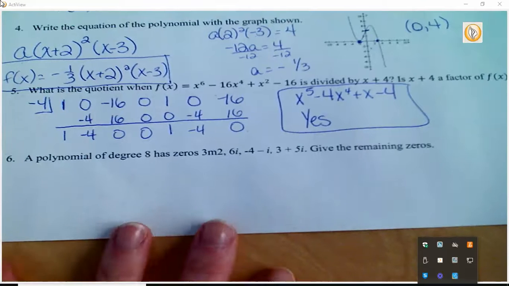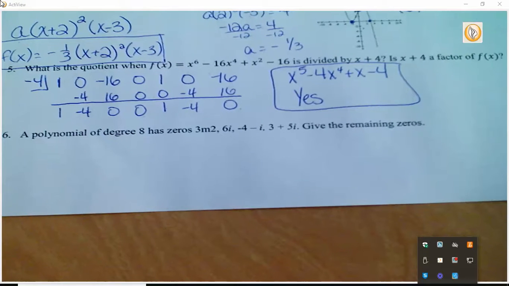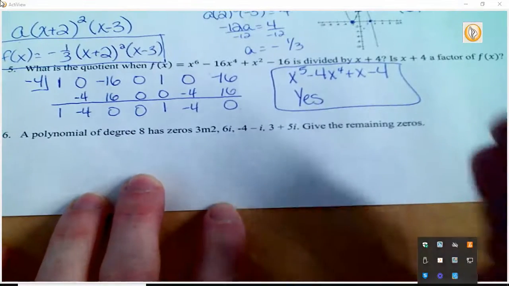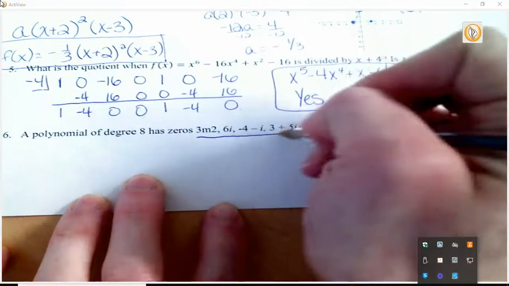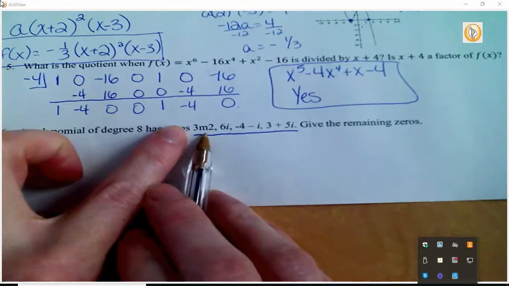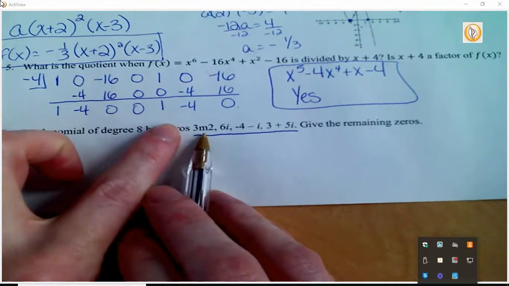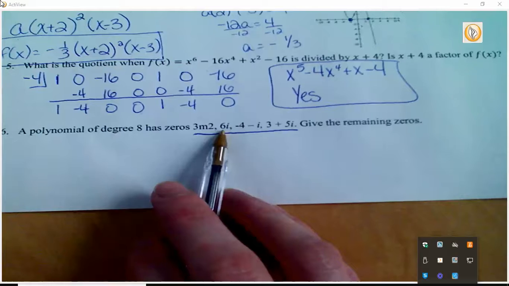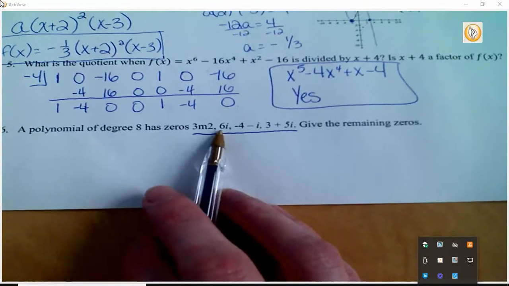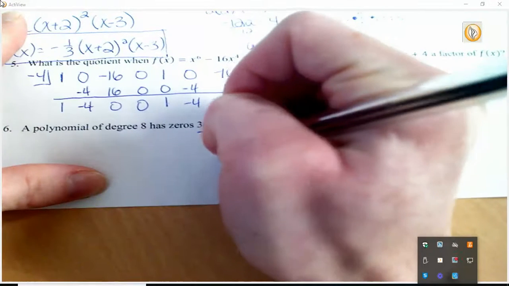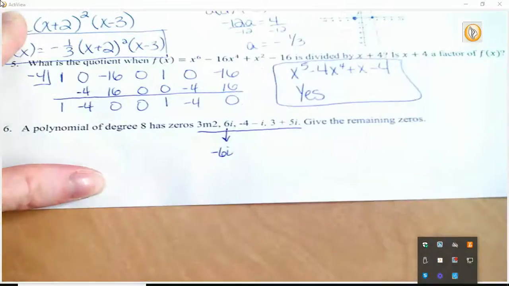Okay, number 6, a polynomial of degree 8. That means there has to be 8 zeros. I gave you some of them, and I asked for the remaining ones. Okay, so here are my zeros. If 3 multiplicity 2 is a 0, all that tells me is 3 works 2 times. That's 2 of my zeros. If 6i is a 0, what else is? The conjugate. So if 6i works, so does -6i.